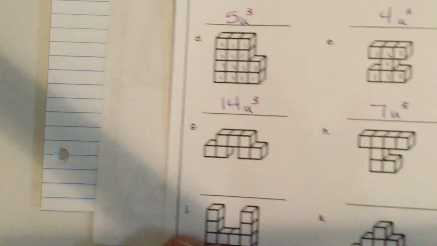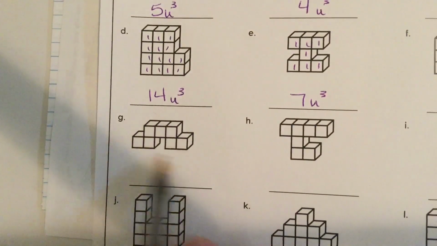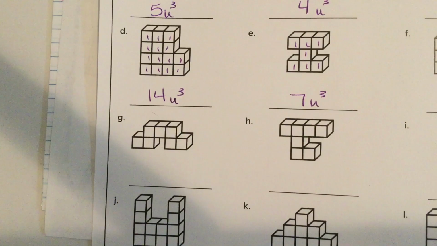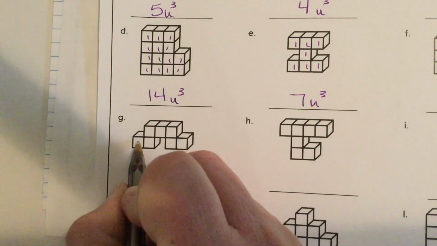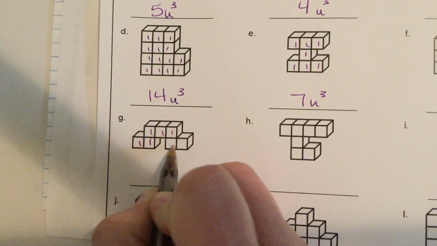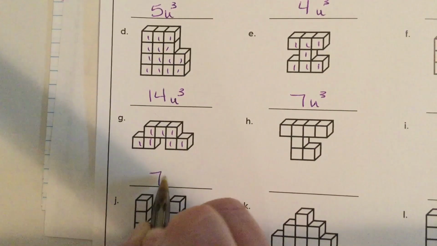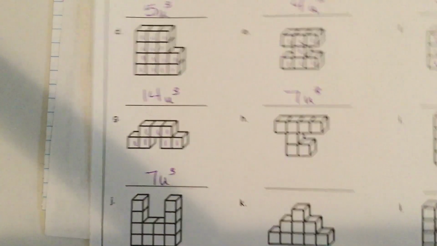All right. How many units are in this one? 1, 2, 3, 4, 5, 6, 7. 7 units cubed.